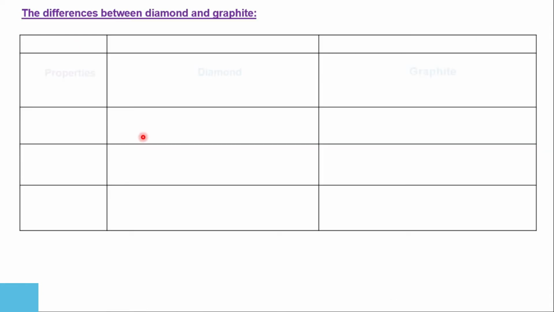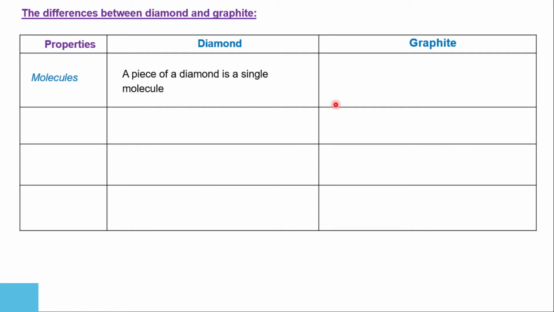See more differences. Molecules: a piece of diamond is a single molecule, whereas in graphite, every graphene layer is a molecule.